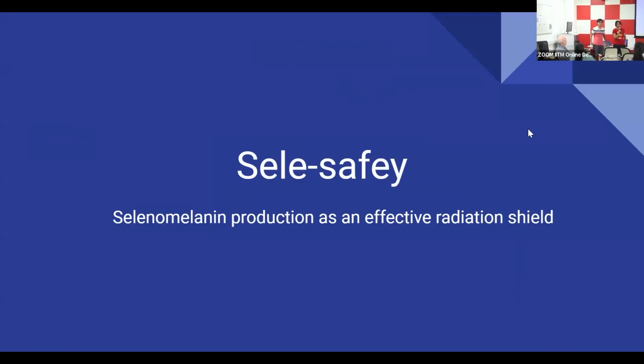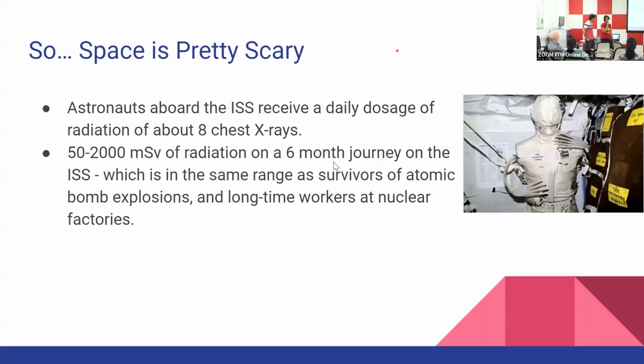Good afternoon, everyone. I'm Pooja and this is Adi. And the problem statement we're going to tackle is using selenomelanin as an effective radiation shield. Yeah, so why exactly do we need this? So the thing is, when you go to space, the radiation levels are extreme. So an astronaut aboard a space shuttle to the ISS, which is a duration of 6 months, receives about 50 to 2000 mSv of radiation, which is basically in the same range as the survivors of the atomic bomb explosions in Hiroshima, Nagasaki, and long-time workers at nuclear factories.